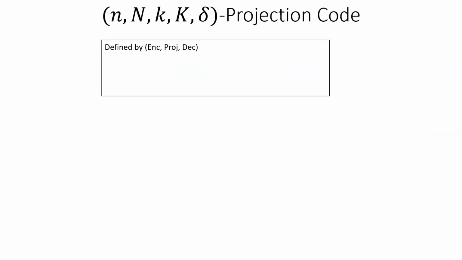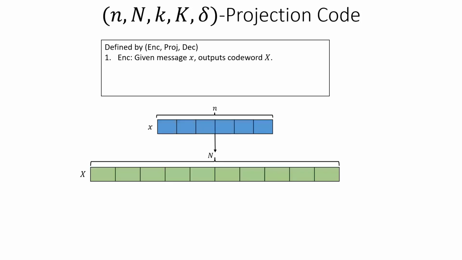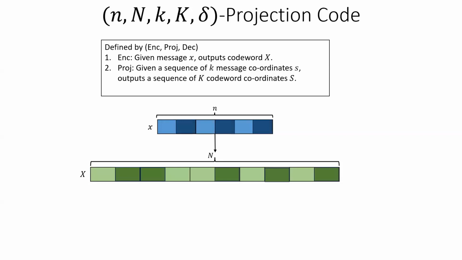A projection code is parameterized by 5 parameters, and it comprises 3 algorithms: the encoding, projection, and decoding algorithms. The encoding algorithm takes as input a message X of length n and outputs a code word of length capital N, and the code word is denoted by capital X. The projection algorithm takes as input a sequence of K message coordinates, which are represented by the darkened bits, and outputs a sequence of capital K code word coordinates, which are denoted by capital S, and they are marked by the darkened bits in the code word. Additionally, we also have a decoding algorithm that, given a code word Y, will output a message y, and if the decoding fails, it outputs bot.